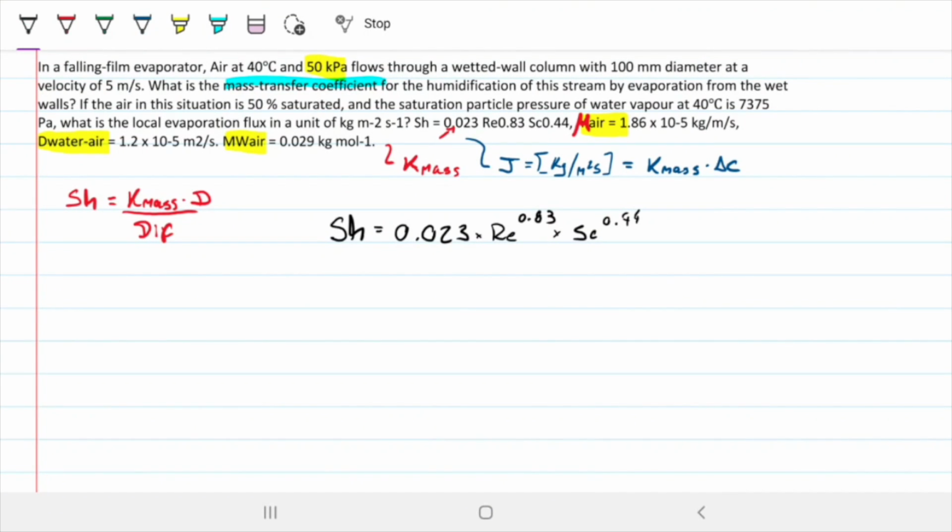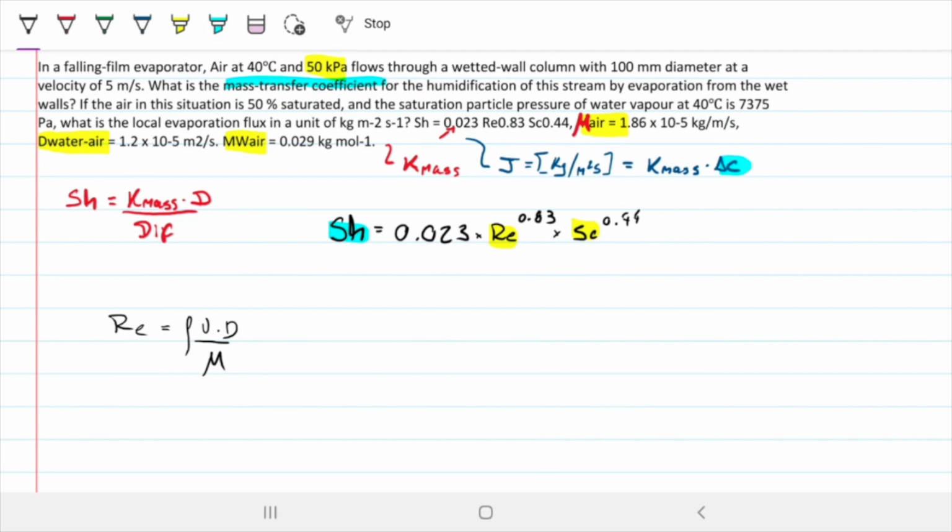What's our game plan? The game plan is to find Reynolds and Schmidt. Once we have those two, we can find Sherwood. With Sherwood, we can find K, and that's the first part. Then when we have K, we can find the difference in concentration, so we can find J. All right, so let's start. Reynolds number requires density, velocity, and diameter divided by viscosity.